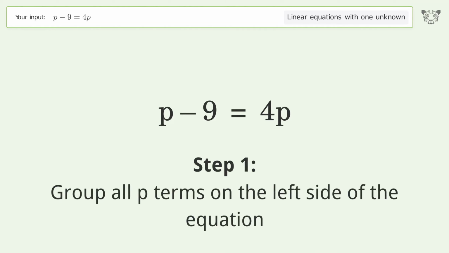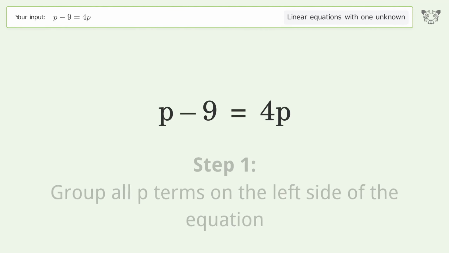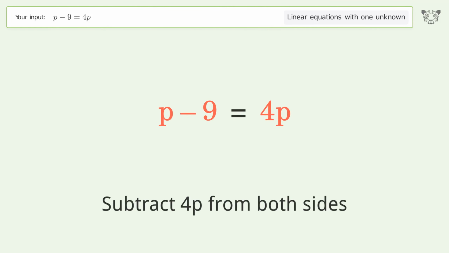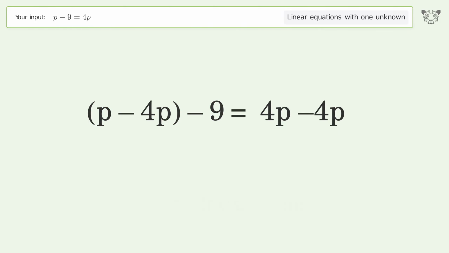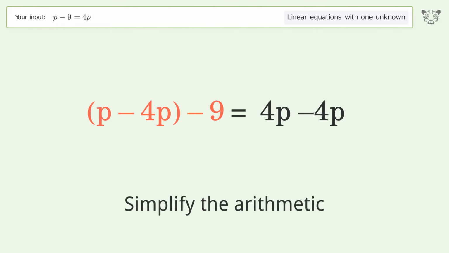Group all p terms on the left side of the equation. Subtract 4p from both sides. Group like terms. Simplify the arithmetic.